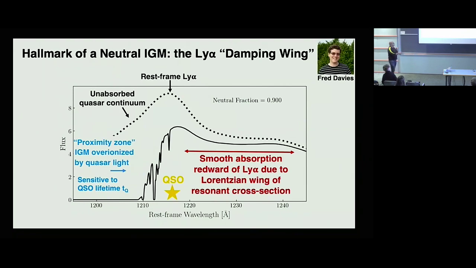The way that it looks with a quasar is that it's a little more complicated, because we have this nuisance process, which is the radiation from the quasar itself. That was the quasar lifetime that Christina was invoking. And then the foreground neutral IGM imprints this damping wing signature on the quasar. And so the issue is that we don't know the intrinsic spectrum of either a quasar or a galaxy, actually. So we have to solve for several nuisance processes: the continuum, the lifetime, and also what the IGM is doing.